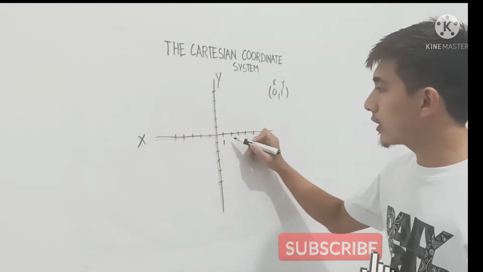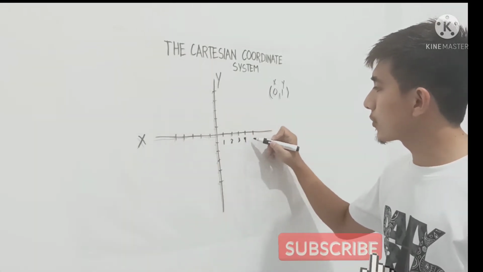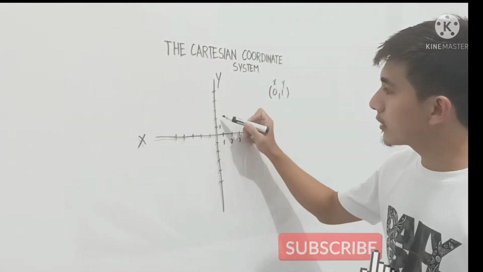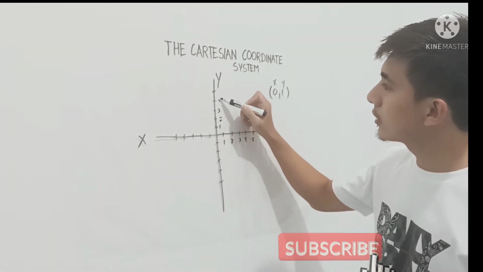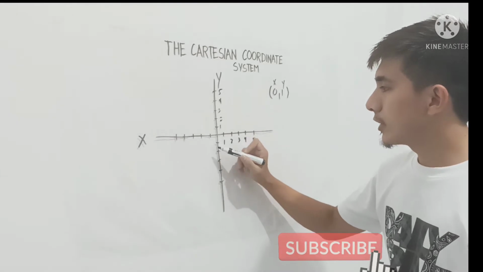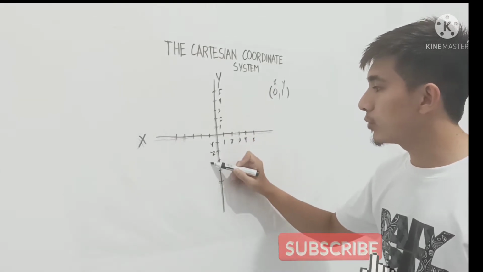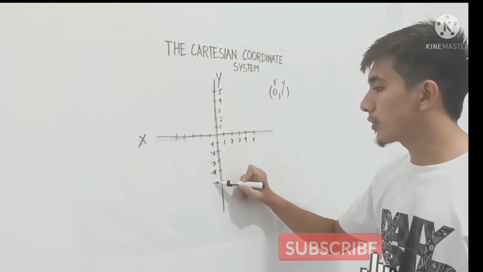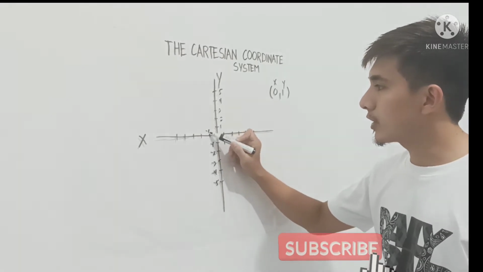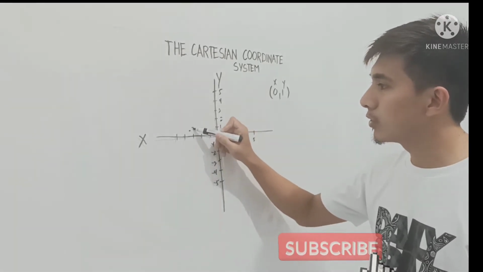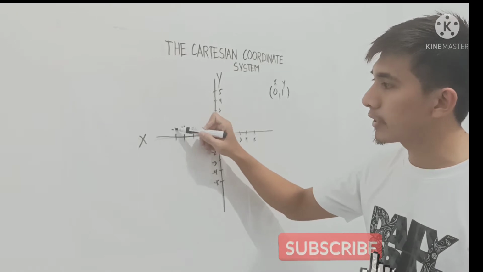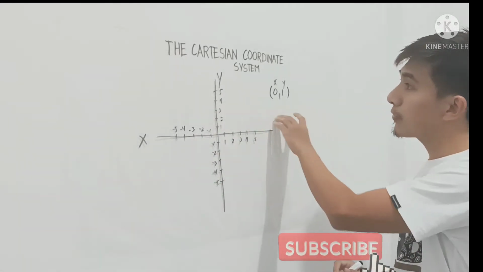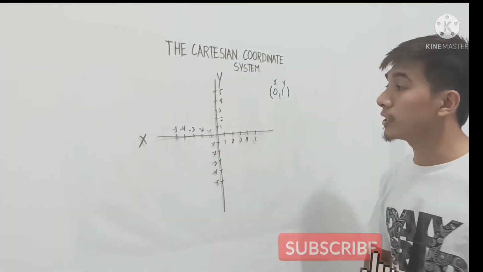So, this is 1, 2, 3, 4, 5, and this 1, 2, 3, 4, 5. Ito is negative 1, negative 2, negative 3, negative 4, negative 5. This one is negative 1, negative 2, negative 3, negative 4, and negative 5. So, how will we plot this in Cartesian coordinate plane?